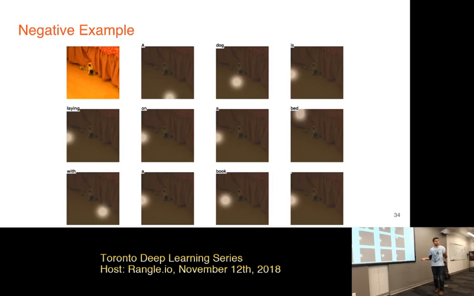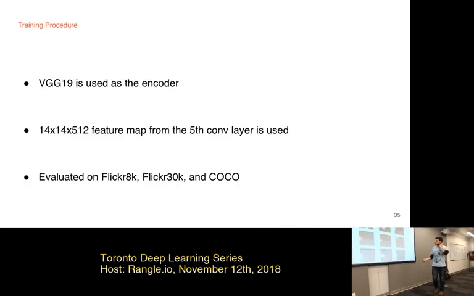Okay, let's move on. We can come back to it after. As mentioned, VGG19 pre-trained on ImageNet was used as the encoder. A 14 by 14 by 512 feature map from the 5th conv layer was used, and the models were evaluated on Flickr8k, Flickr30k, and COCO.